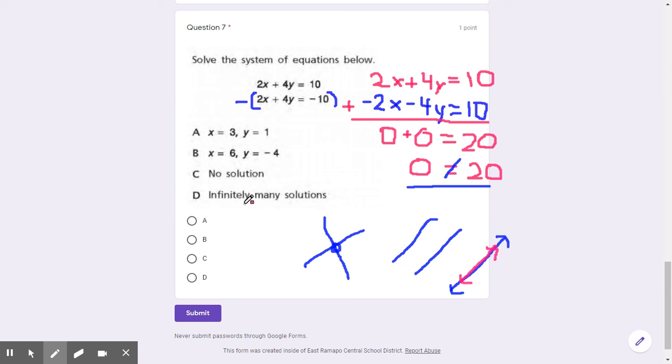So which one of these choices would be related to these situations? And keep in mind, you have 0 is equal to 20. So algebraically, which one would be represented here? Those are your 3 hints. See if that can help you find the answer to this question. Hope that was helpful. Good luck.